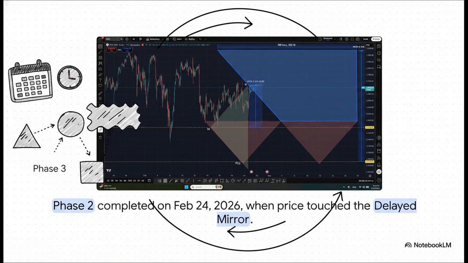Then, after that surprise jump, the price pulled back, and 6 days later, on February 24th, it dipped down to touch what the model calls the delayed mirror. That event finally marked the completion of Phase 2. So just to recap this unusual timeline, the cycle went from Phase 1, leaped ahead to Phase 3, and then looped back to complete Phase 2.